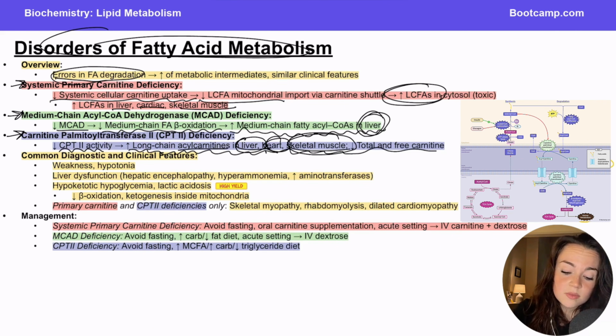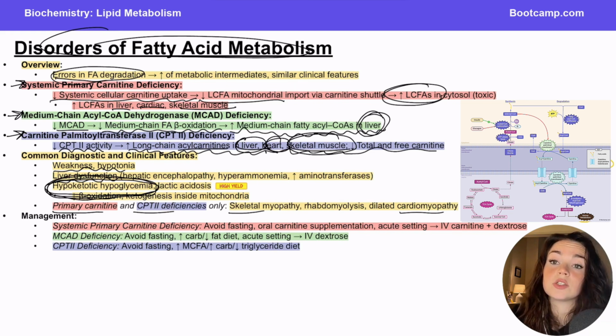Lots of vague symptoms like weakness and hypotonia, liver dysfunction common to all of them. However, like we really hit home in this video, hypoketotic hypoglycemia is what you're looking for on labs. And a couple of extra skeletal muscle and cardiac findings on primary carnitine and CPT2 deficiencies, not in MCAD deficiency.